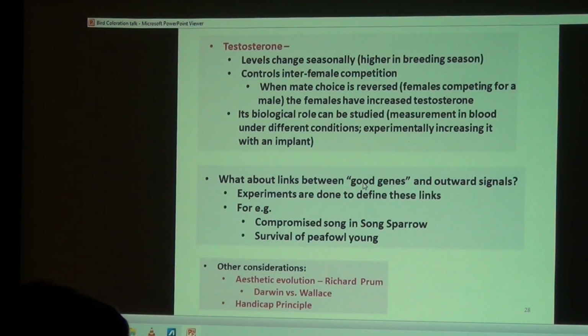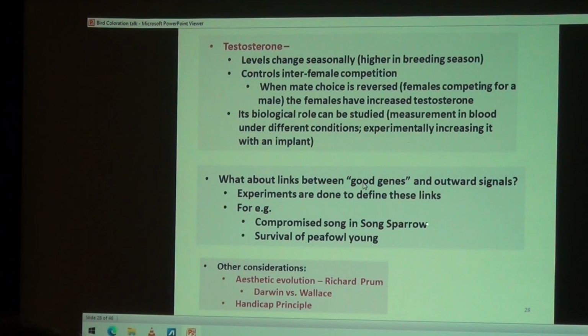Okay, just a couple more slides. So testosterone is fine and dandy to explain male-male competition and good parenting skills, but what are the links between good genes and outward signals, the signals we've been discussing? These links are not very clear. I just want to briefly outline 2 experiments that have been done that try to get at these links.